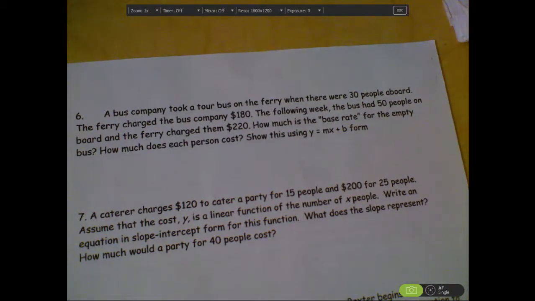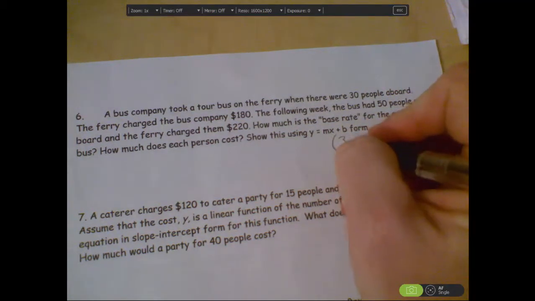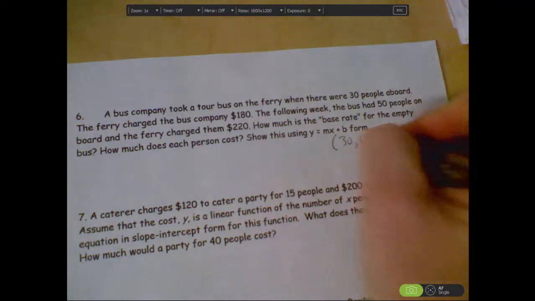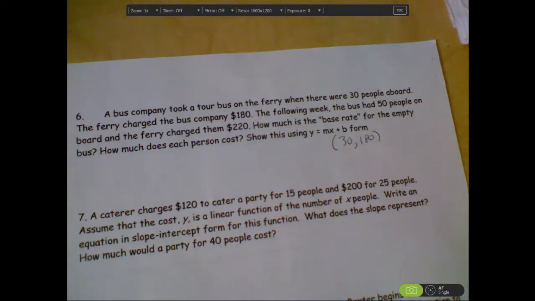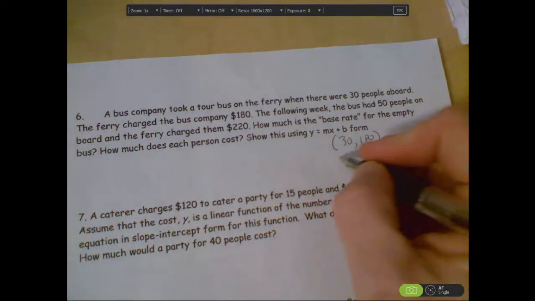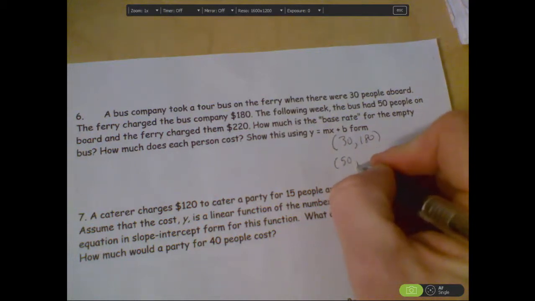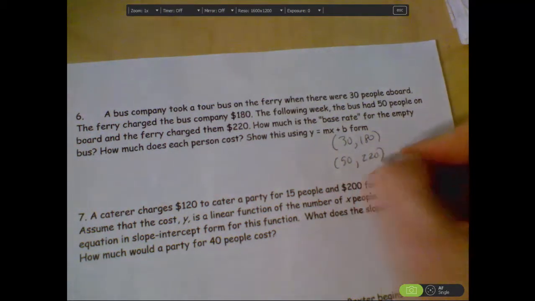A bus company took a tour bus on the ferry where there were 30 people aboard. The ferry charged the company $180. You don't know what the fee was. You don't know how much it was per passenger. All you know is that for 30 people, it cost $180. The following week, the bus had 50 people, and it cost them $220.